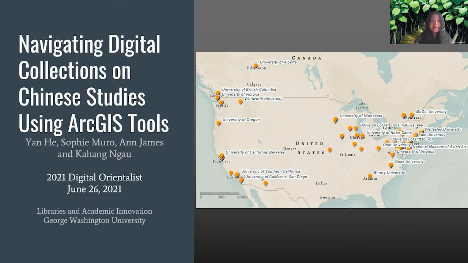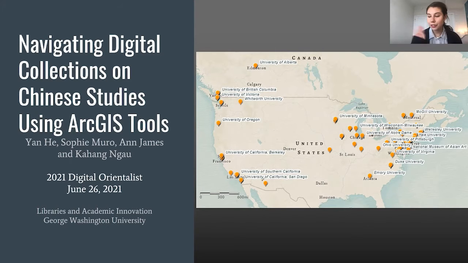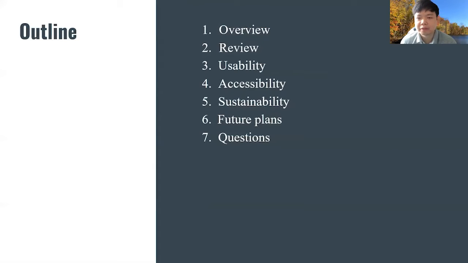My name is Yan He. I'm the China Documentation Center librarian at the George Washington University. So next I will ask my teammates to introduce themselves. Go ahead, Sophie. Hi, everyone. My name is Sophie Muro, and I'm a second-year Museum Studies master's student at George Washington University. I'm Ann Myatt James. I'm a data services librarian with George Washington University. Hi, everyone. My name is Kai. Right now, I'm a second-year master's student studying data analytics at George Washington University.